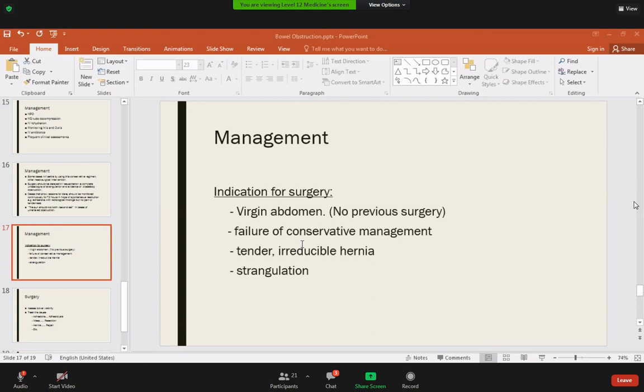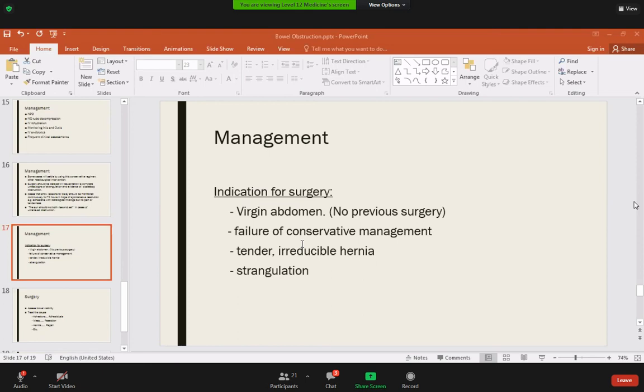Now, in cases of acute obstruction, when should we go? When should we plan for surgery, or what cases need surgery? There are cases with virgin abdomen. A patient who is having adhesion obstruction, usually we give more frequently a trial of observation and conservative treatment. But virgin abdomen means the patient has no previous adhesion obstruction, so no previous sources of adhesions. If there is no previous source of adhesions, the problem can be serious.